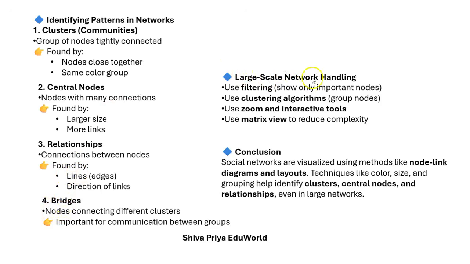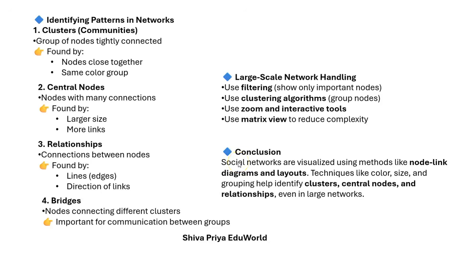Here, large scale network handling. It uses filtering and shows only important nodes. By using filtering, it will show only the important nodes. It will filter out all other nodes. It uses a clustering algorithm to group nodes, and it uses zoom and interactive tools as well, and a matrix view to reduce the complexity in network handling. This is how large scale network handling works.